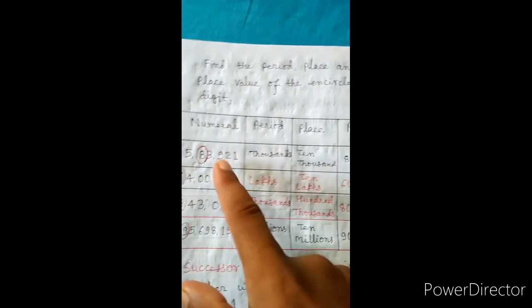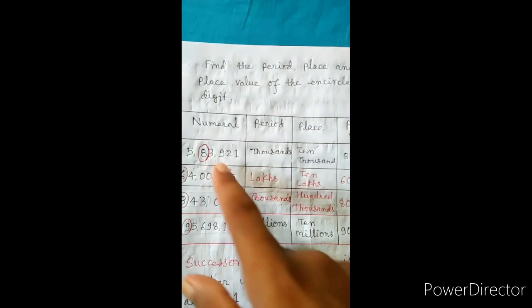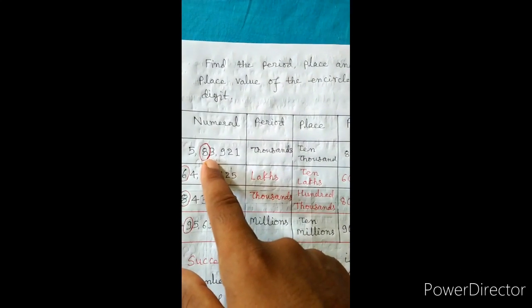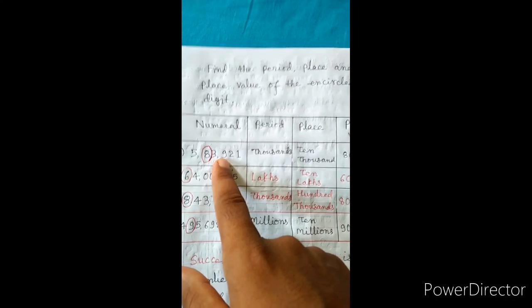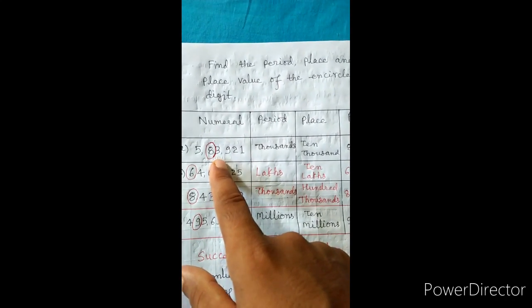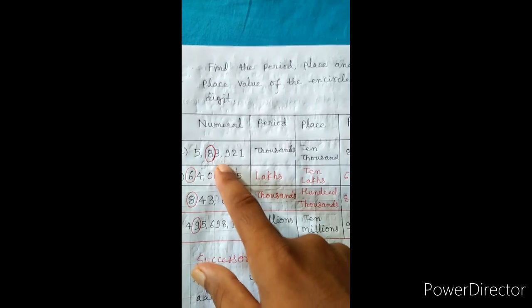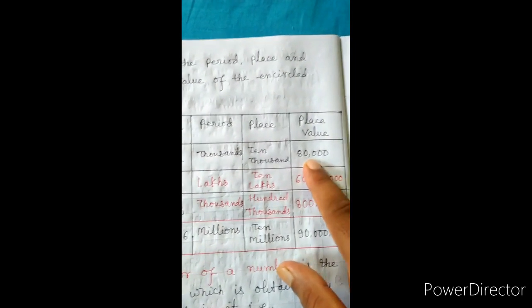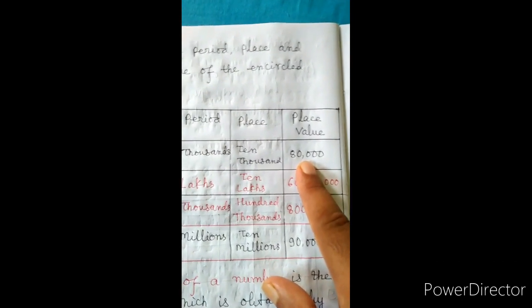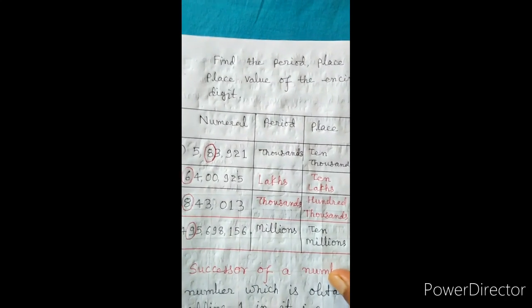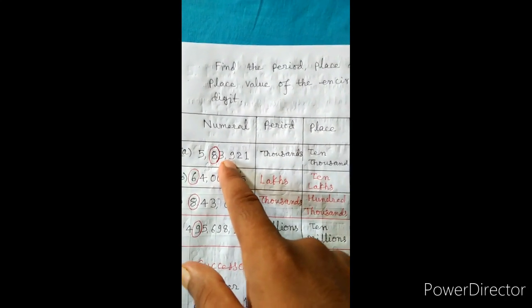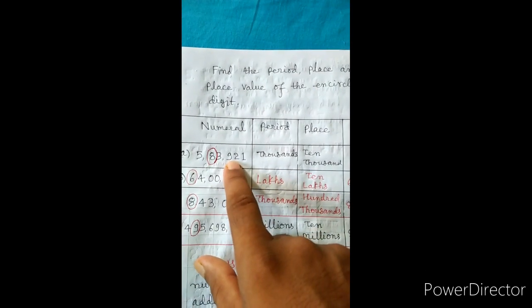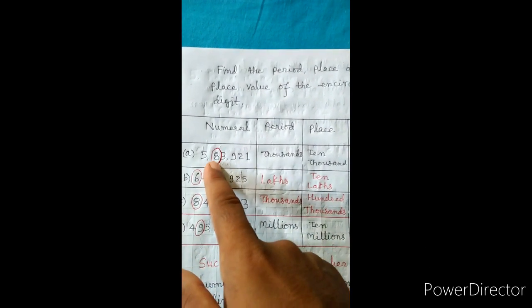1000 and 10,000. 8 is at 10,000 place, and its place value will be 8 multiplied by, after 8 here are 4 digits, so we put here 4 zeros, and then it will give us 80,000. 8 into ones period, thousands and 10,000s.